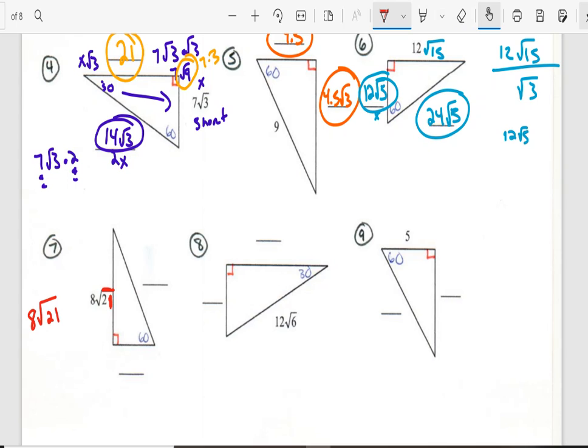And I want to go from this backwards. Remember, this is x root 3, and this is 2x. So to go backwards, I'm dividing by root 3. So now these can divide, so it'll be 8 root 7. This is 8 root 7. To figure out the hypotenuse, I multiply by 2. It's going to be 16 root 7.